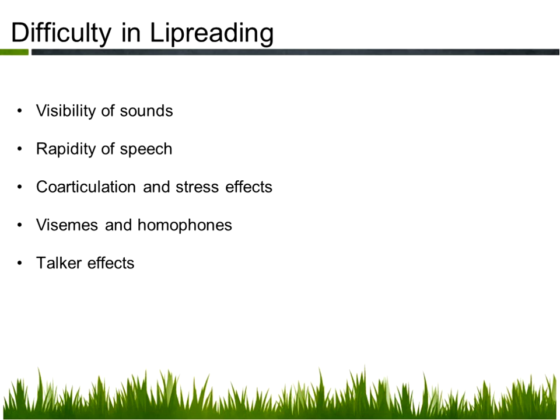A viseme is a group of speech sounds that appear identical on the lips. You and I typically think about those as phonemes that share place, and oftentimes manner. So we think about p, m, b. But when we get to the alveolars, it might be t, d, n. It also might include z, n. So it's not just the cognates.